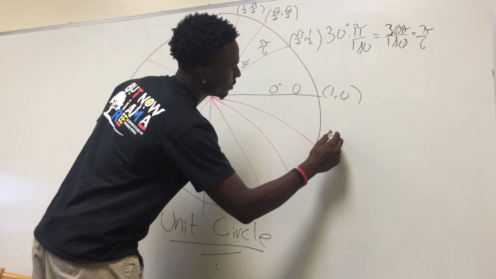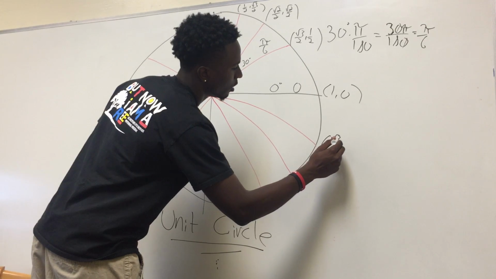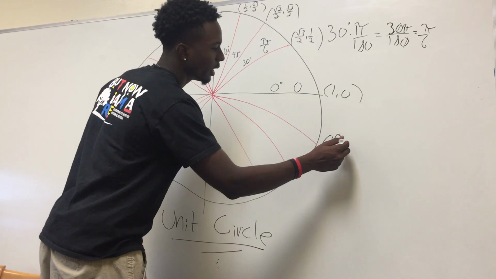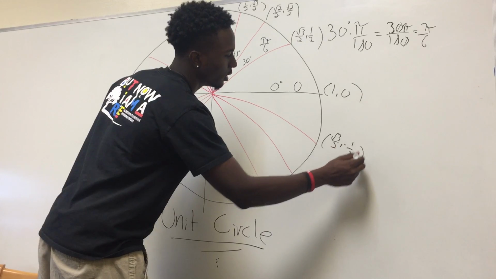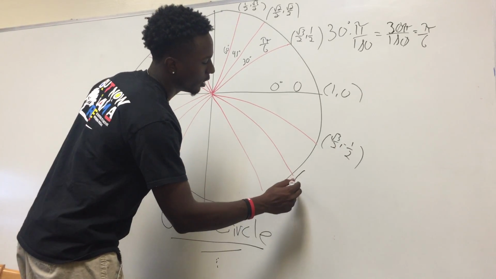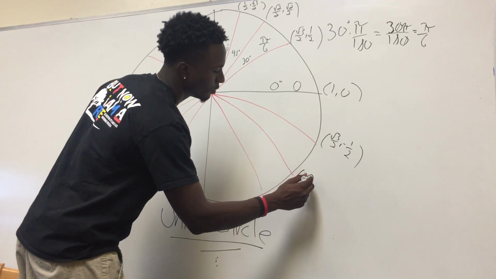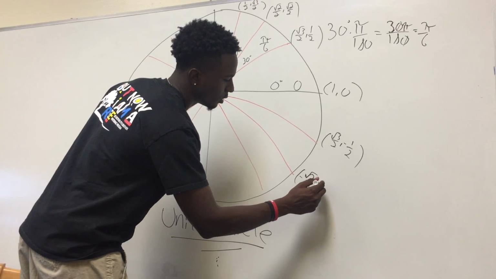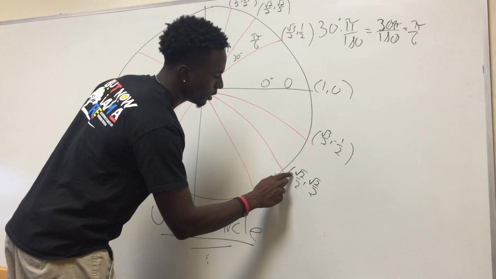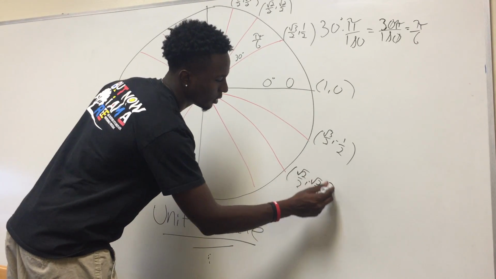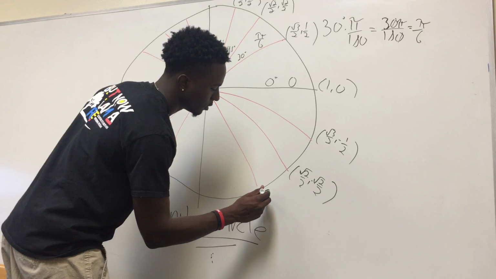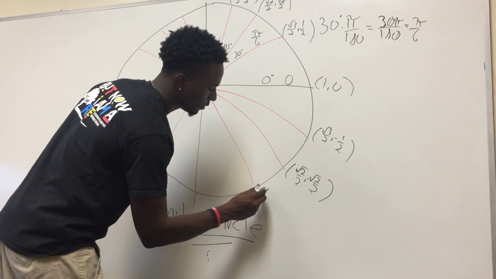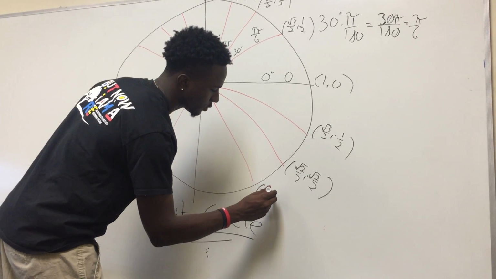This one is square root of 3 over 2. Remember, it's a negative 1/2 since we're in the y coordinate. Negative 1/2. And it's negative square root of 2 over 2, square root of 2 over 2. I meant negative for the y. And right here, it's 1/2, negative square root of 3 over 2.